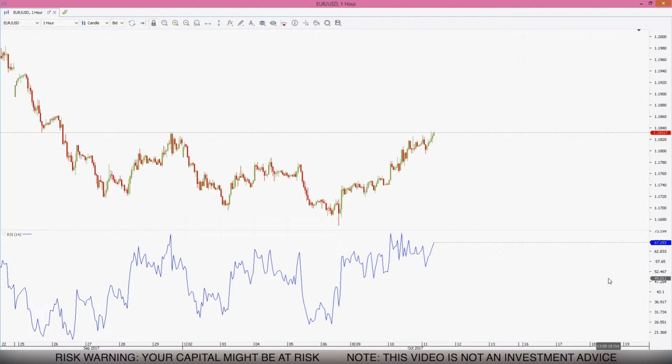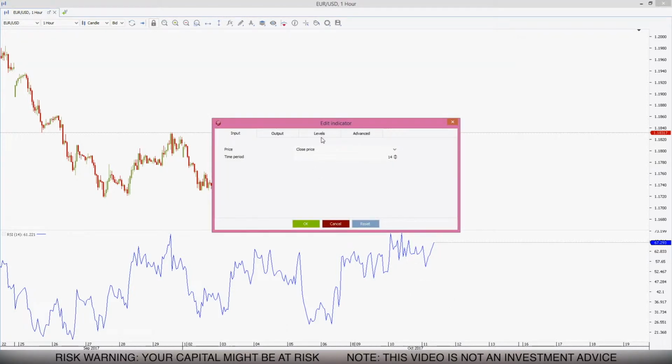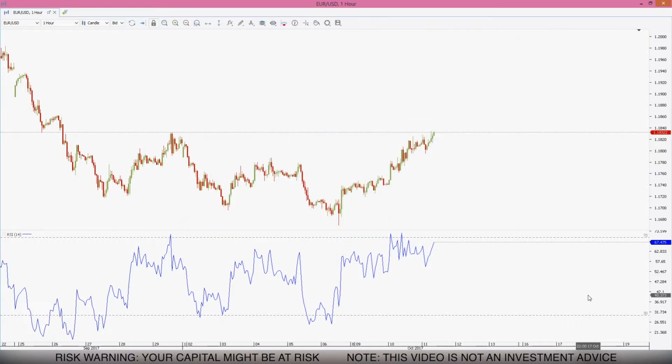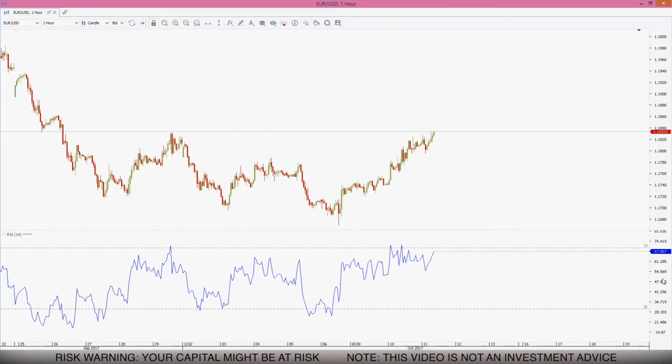Now, for the standard interpretation, the RSI comes with two interpretations. Let's click on edit indicator and add some levels. 70 will be the first level. Typically on the MetaTrader, you will have the 70 and 30 levels as default for the RSI. And the RSI shows only positive numbers. It's impossible to have an RSI on a negative number or one that will move above 100. So the values are between 100 and 0.